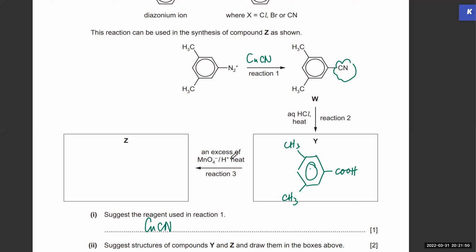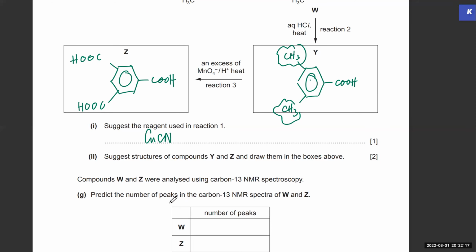And then he's oxidizing it. Remember this, whenever you oxidize an arene, the carbon chains turn into carboxylic acid. So whenever you oxidize it with MnO4-, the benzene carbon chains get oxidized to carboxylic acid. No matter what the carbon chain is, it will eventually turn into a carboxylic acid. So suggest structures, we did that.